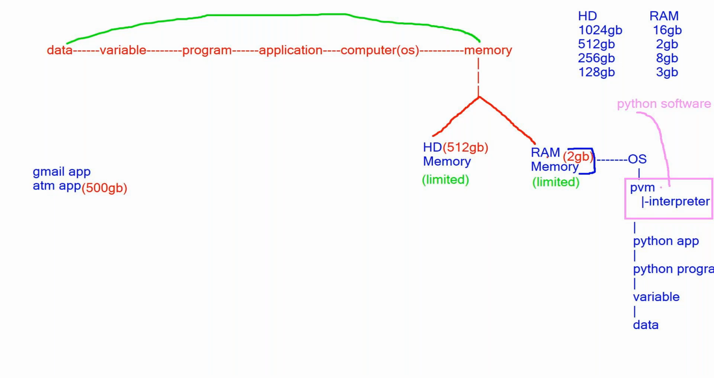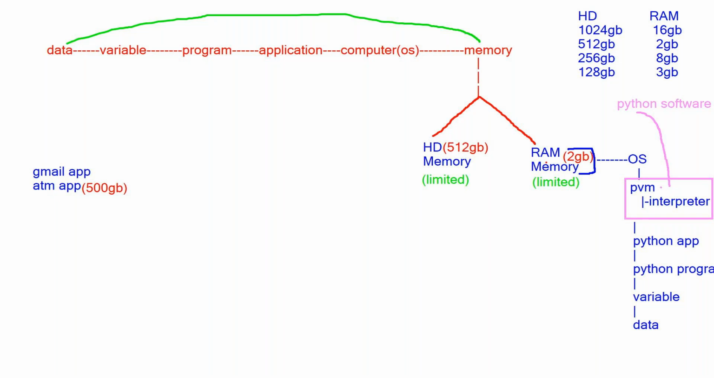So if you want to execute the ATM application through a computer whose hard disk memory is 512 GB and RAM memory is 2 GB, now tell me, under which memory do we have to store our application? Hard disk. It's just a storage. To store the entire data of the ATM application, how much memory is required? It's like 500 GB. But how much is there in our RAM? Is it possible to store it in the RAM memory?